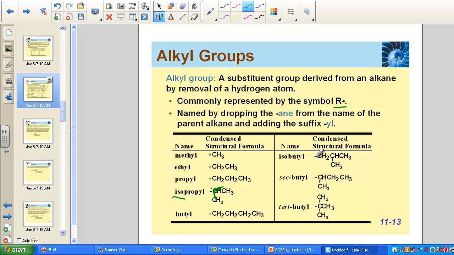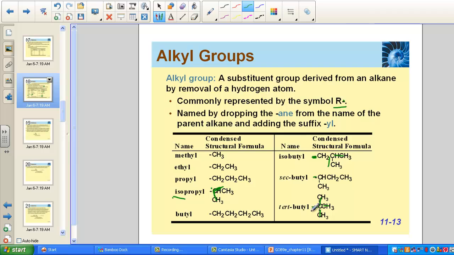Find the carbon that's attached to the main chain, which is this kind of bond right here. The term iso has 2 branches coming off of that carbon. Secondary is showing that there are 2 carbon branches coming off of the carbon that's attached to the main chain. And a tertiary butyl group would have all 3 carbons coming off of the carbon attached to the main chain.